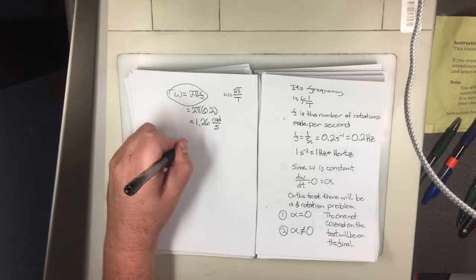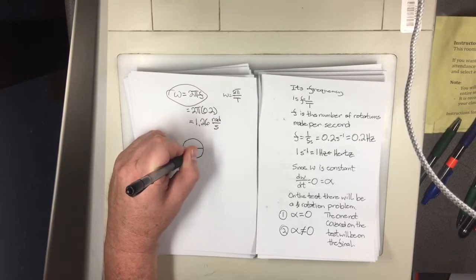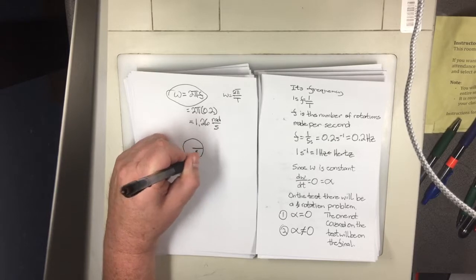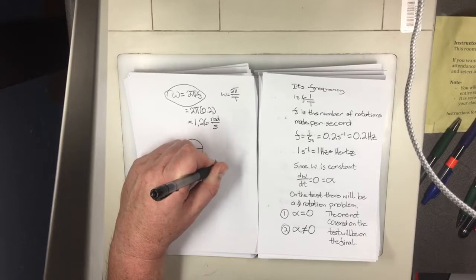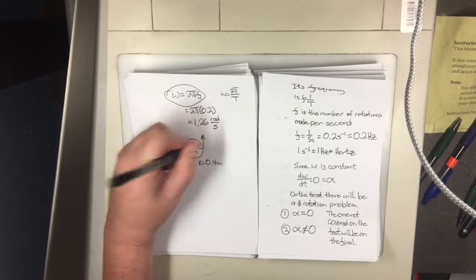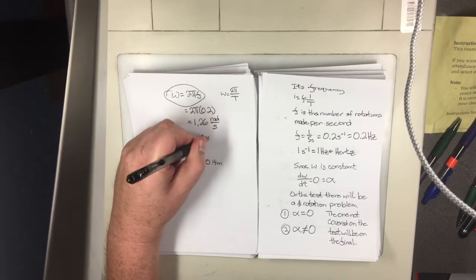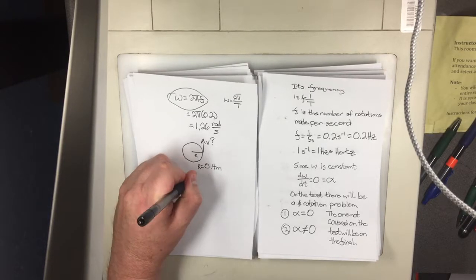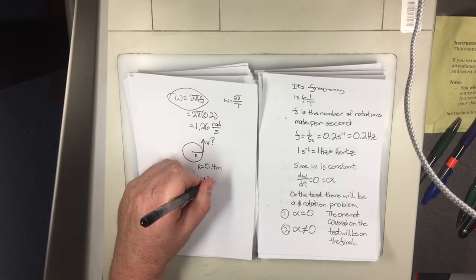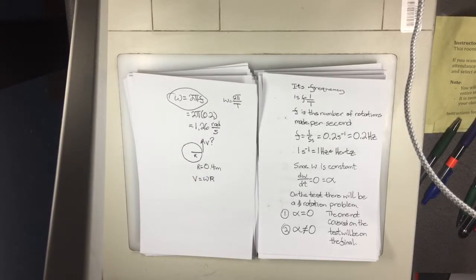The other thing that you can do with this, let's say the disk that we've been talking about has a radius of 0.4 meters. And I know what its omega is, it's 1.26. What is its velocity that you can get off of this? The relationship that you need is v equals omega R. Or use big R in this case, since we're using big R.